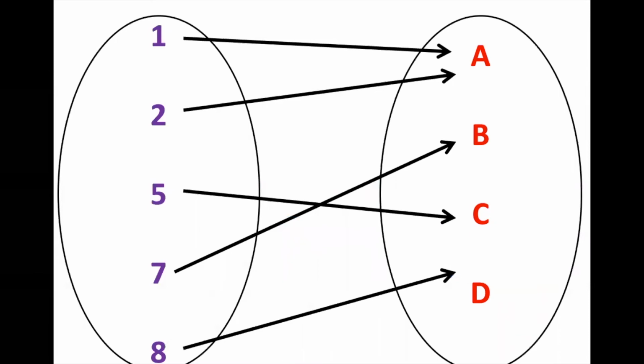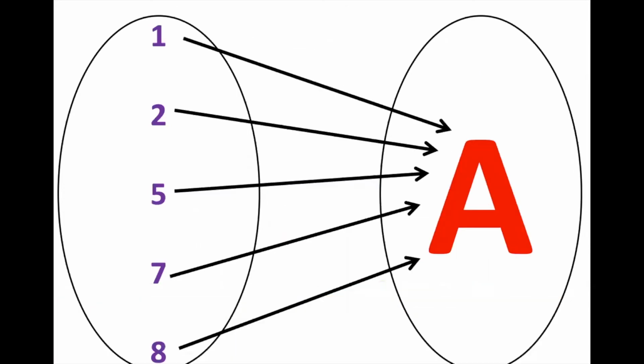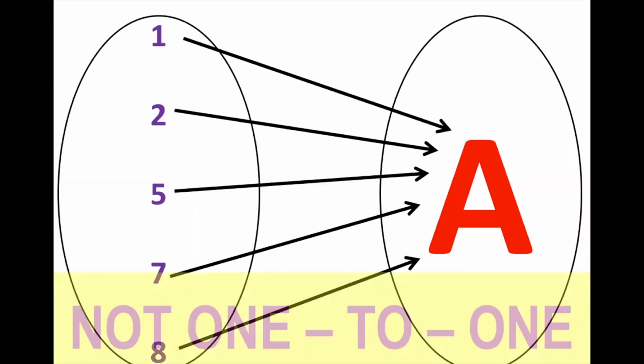Okay, how about this diagram? Is this one-to-one? Take a look. 1 is paired with A as well as 2. So it's not one-to-one. And this one, other domain elements are paired with A. This is not one-to-one.